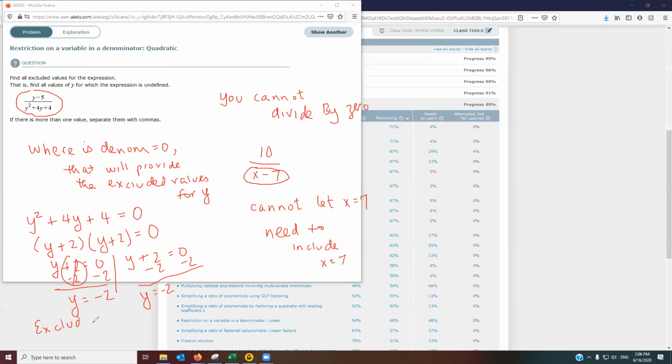So we need to exclude y equal negative 2. The reason is if y equal negative 2, the denominator would equal 0. Okay, so remember this question says find all excluded values. So our answer here would be y equal negative 2.